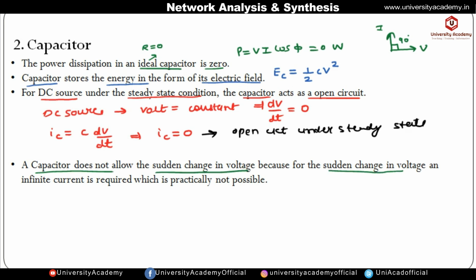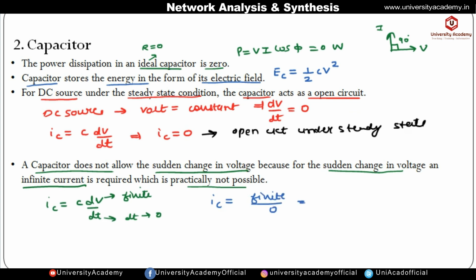And the last point is a capacitor does not allow the sudden change in voltage, because for the sudden change in voltage an infinite current is required, which is practically not possible. So we know that the current through the capacitor is given by C into dV by dt. So if we want to suddenly change the voltage across the capacitor, then the change in the voltage should be finite and it is changing suddenly, it means within no time. So dt is tending to 0, then the current through the capacitor, given by C into dV, will be finite and time is 0. So the current through the capacitor is becoming infinity, which is not practically possible. So that is why we say that the capacitor does not allow the sudden change in voltage.